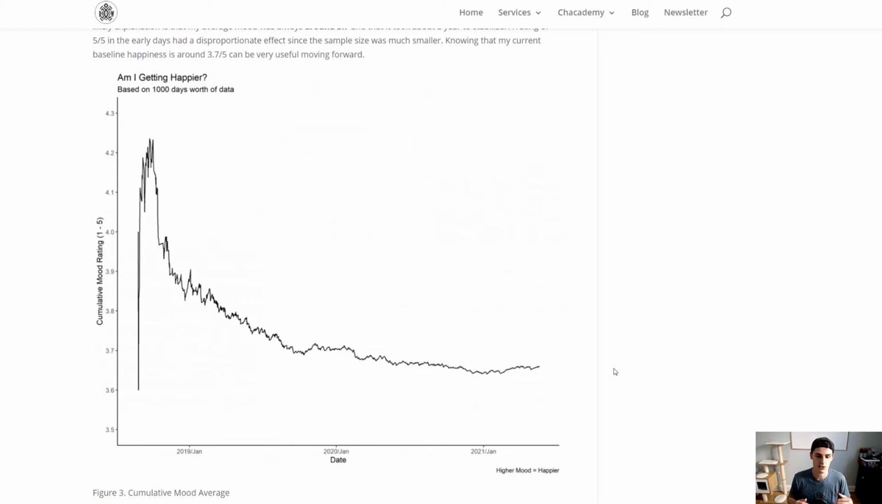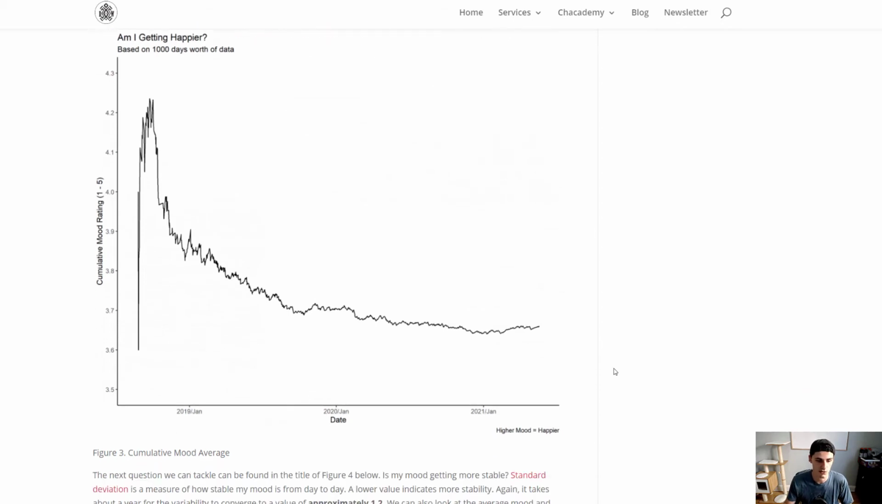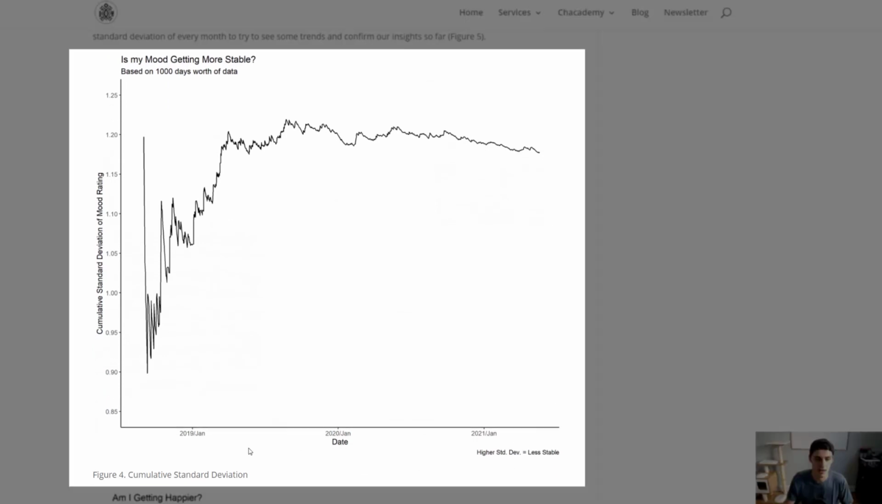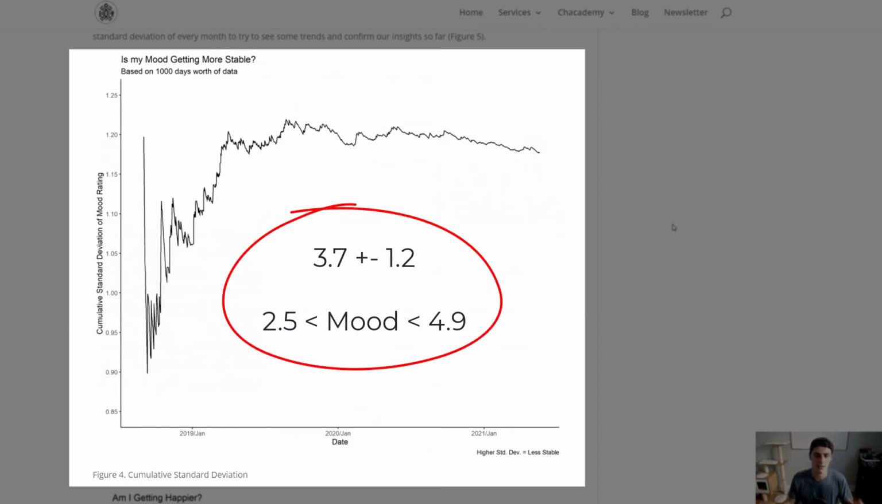So then you can get a sense of if something actually improves your mood by tracking. Let's say you started to meditate or work out, you can ask the question, is my baseline different when I do this compared to when I don't do this? So then we can look at the standard deviation. Like I said, it's the same x-axis, it's the time, and then your cumulative standard deviation. It basically is very stable around 1.2. So then what I can get is that my average mood is 3.7, plus or minus 1.2.